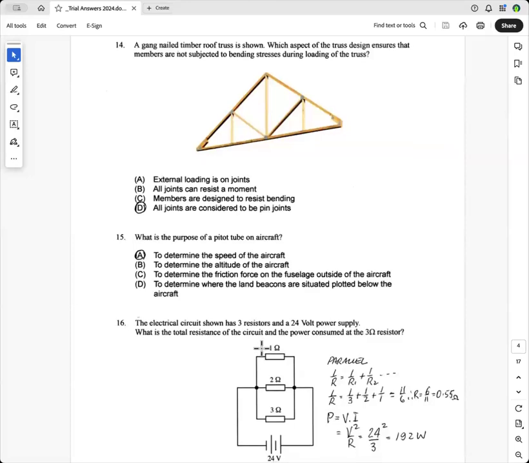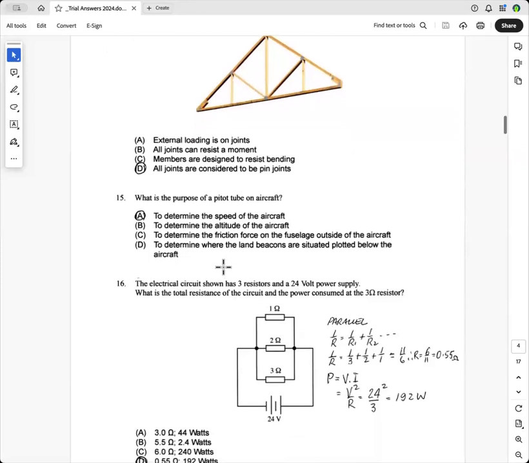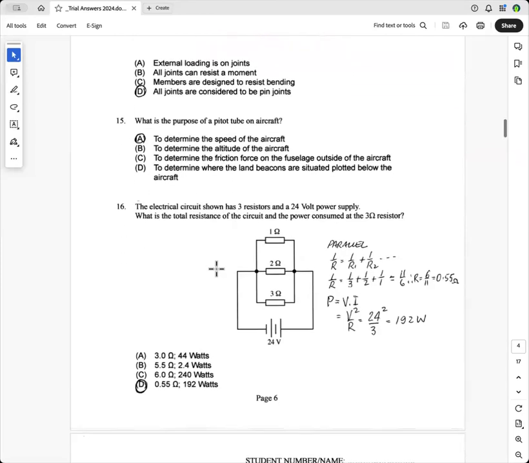Question 15, what's the purpose of a pitot tube on an aircraft? It's to determine the speed of the aircraft. The altitude is an altimeter, which a lot of you said.